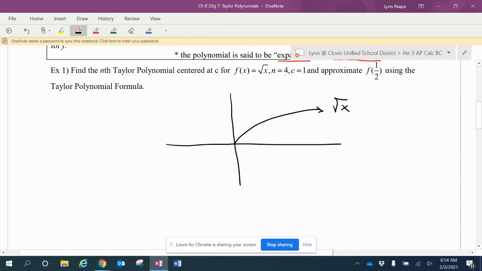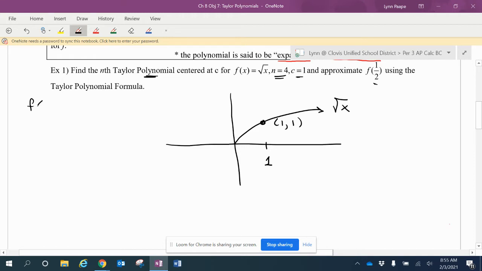So here they want us to use 4 derivatives, right? N equals 4, so we're going to go out to the 4th derivative, and we want to be centered at 1 or anchored at 1. So we'll say 1 is right here. So we have this ordered pair, which is 1, comma, square root of 1, which is 1, right? And we're going to use this polynomial that we create to approximate the square root of 1/2, okay?